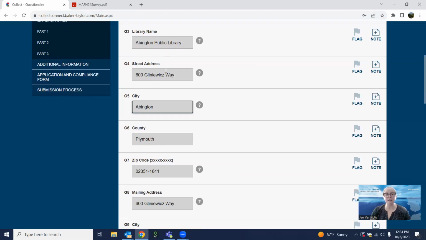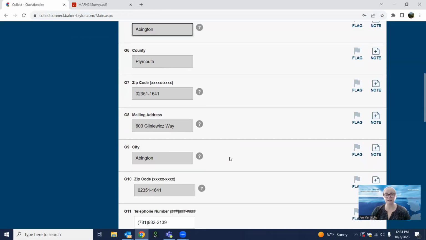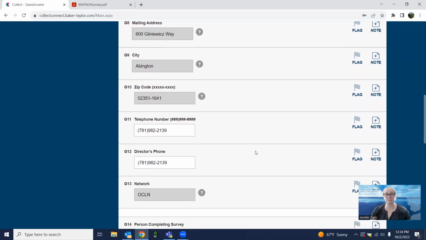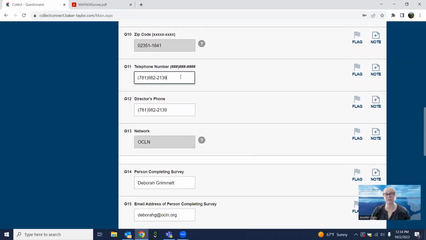So it's your library name, street address, your mailing address, telephone number is the first field you need to fill in. Director's phone number, it's fine if it's the same. Your network, there are a handful of libraries who changed networks from last year or joined network this year. So if this isn't correct, please let us know and we can change it.